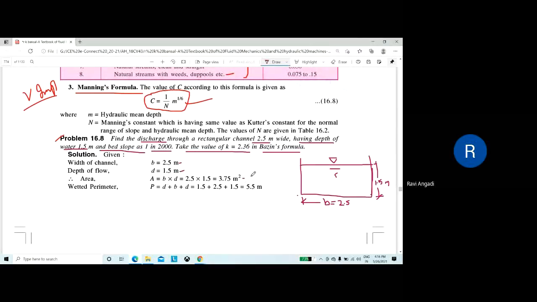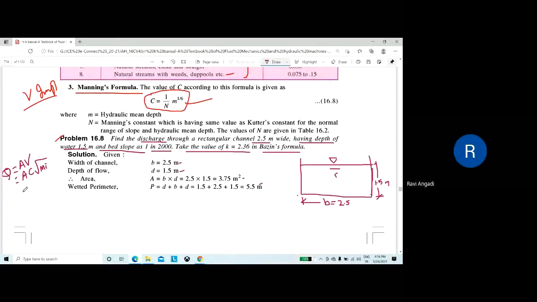So B is 2.5, depth is 1.5. Then you calculate the area and the perimeter. But you have to use the Bazin formula. You all know the discharge equation, Q equal to what? A into V. So what is the value of V by Chezy's formula? V equals C square root of mi, correct? Is it right?